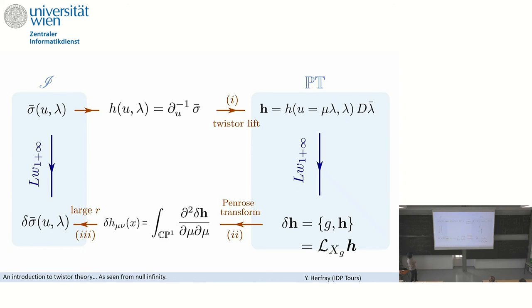Let me just finish on how we prove this, just to emphasize the idea here. We start with a shear at scri, lift it in twistor space with this procedure that I explained, act with the LW1 plus infinity algebra, we get a new twistor representative, Penrose transform, get the new linearized shear on Minkowski space, do the large R expansion, and this is where you have to sweat quite a bit, because that's the painful part. And then you get a new shear at scri, and by construction, it's the LW1 plus infinity acted shear. Through all this, you know that you have constructed a representation of the LW1 plus infinity.